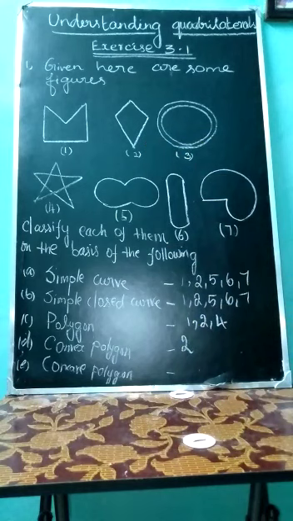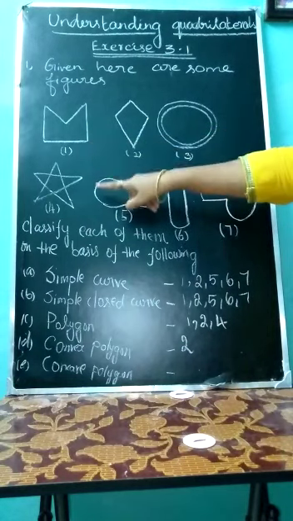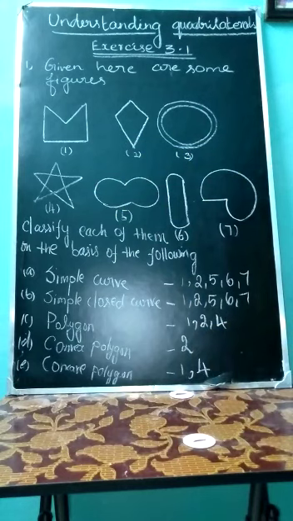And the final one is concave polygon. Actually, a polygon is said to be convex if it has no portion of its diagonals in its exterior. Otherwise, it is said to be a concave polygon. Here, the answer is the first one, and the fourth one also. So 1, 4. That's all.